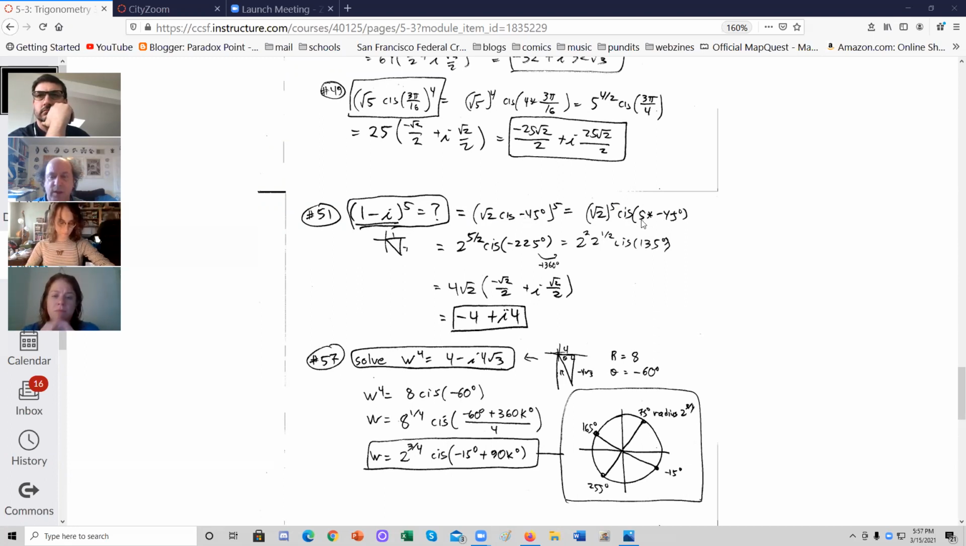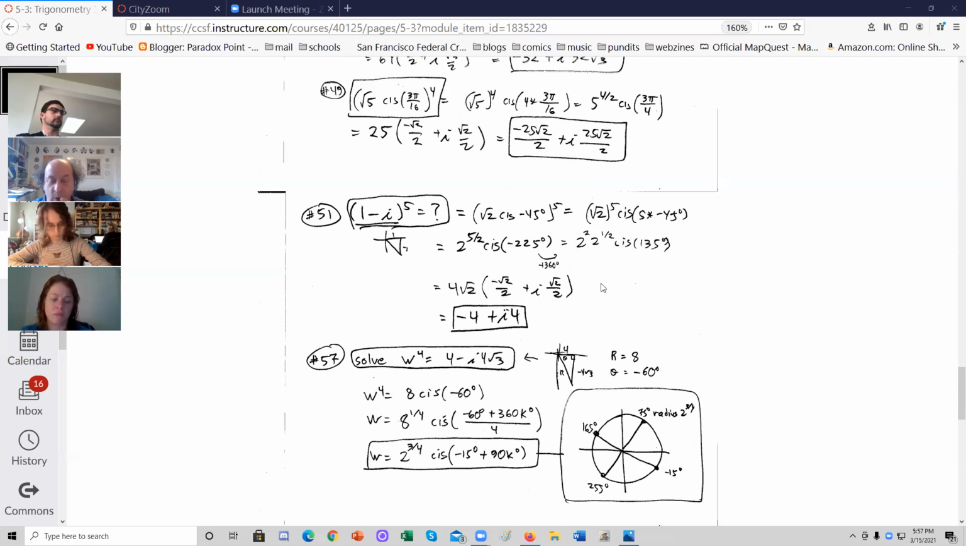5 times the angle, cis 5 times negative 45 degrees. This is 2 to the 5/2, cis negative 225 degrees. All right, we'll add 360 degrees to negative 225 and get 135 degrees. 2 to the 5/2 is 2 squared times 2 to the 1/2, which is 4 root 2. Cis 135 degrees is 45 degrees short of 180, so you get minus root 2 over 2 plus I times root 2 over 2. So this is 4 root 2 times minus root 2 over 2 plus I times root 2 over 2.